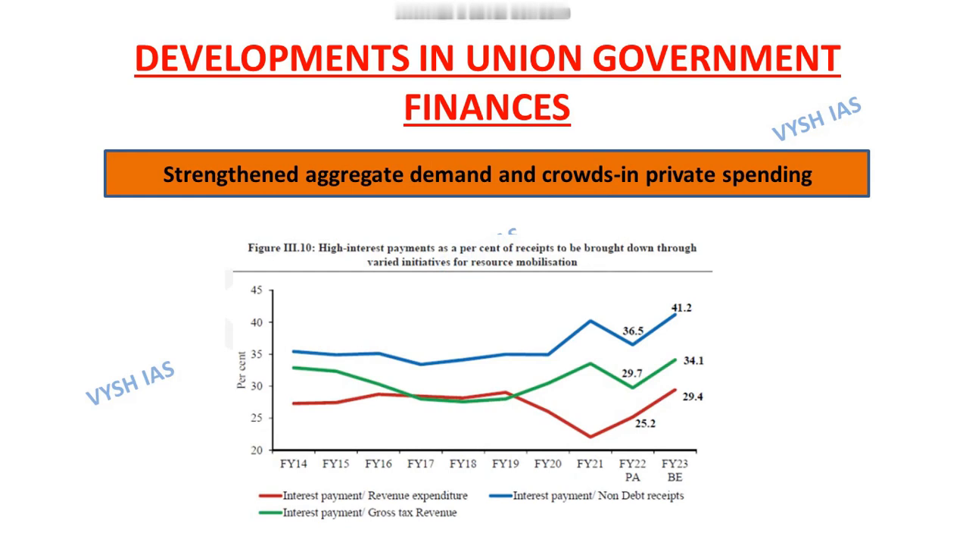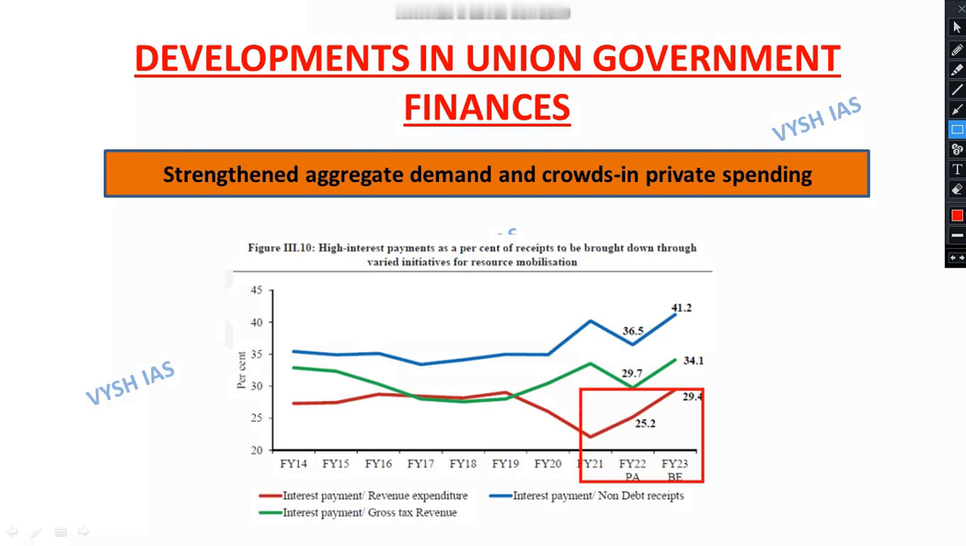The red line is representing interest payment or revenue expenditure. The green line is representing interest payment or gross tax revenue. And the third, which is the blue line, is representing interest payment and non-debt receipt. So, first we will discuss the red line, which is related to revenue expenditure. So here we can once again see the trend that from financial year 21 to financial year 23, revenue expenditure is consistently increasing. Here we can see this.